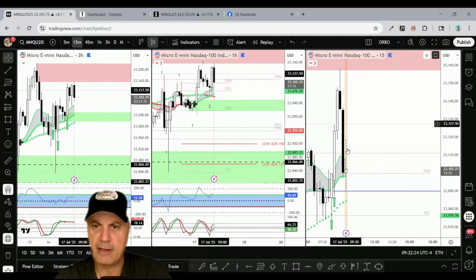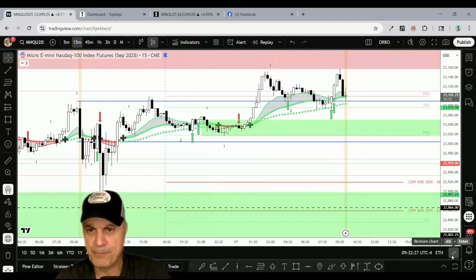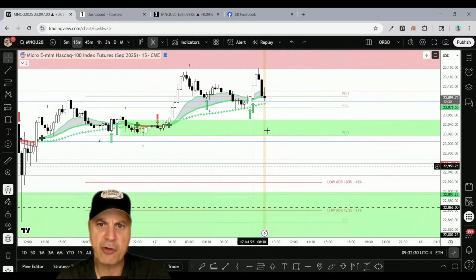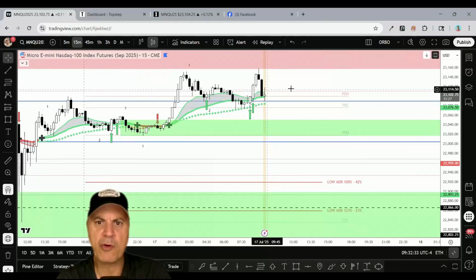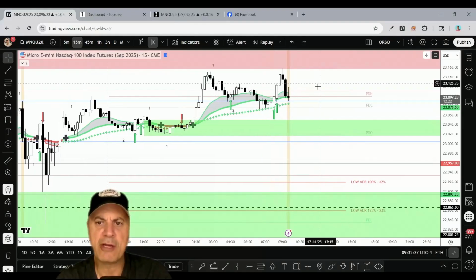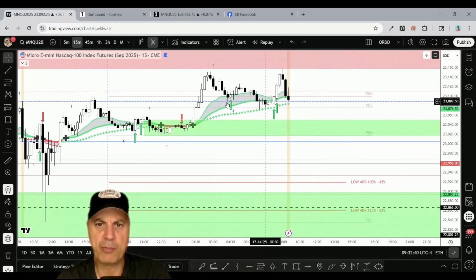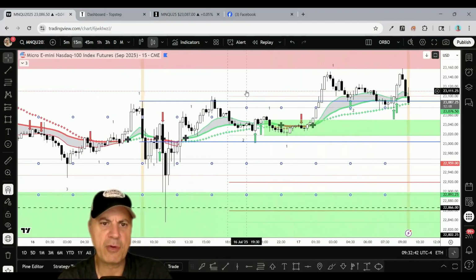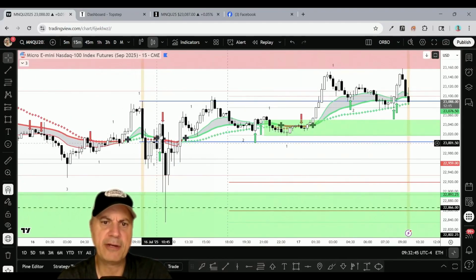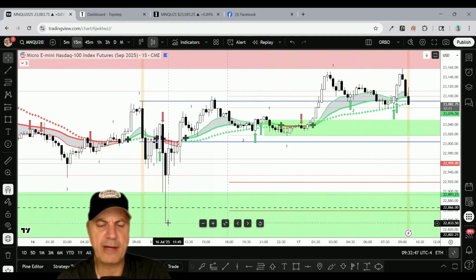15-minute chart, the opening range is forming. Let's open this up. And what we look for on the 15-minute chart is the opening range to form, of course. And then we take the breakout at the opening range. Here is yesterday's opening range. And you can see what happened yesterday. Broke to the downside, retested, broke to the downside again.